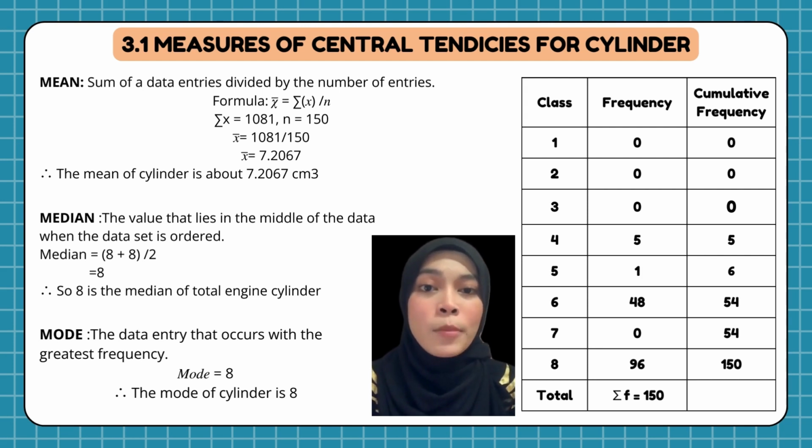For the mean, the sum of the data entries must be divided by the number of entries, which is 1081 divided by 150, and the mean of the cylinder is about 7.2067 cubic centimeter. Next, 8 is the median of the total engine cylinder. To get the median, 8 must plus 8 and divided by 2. And the mode of the cylinder is also 8 because it has the highest frequency, which is 96.